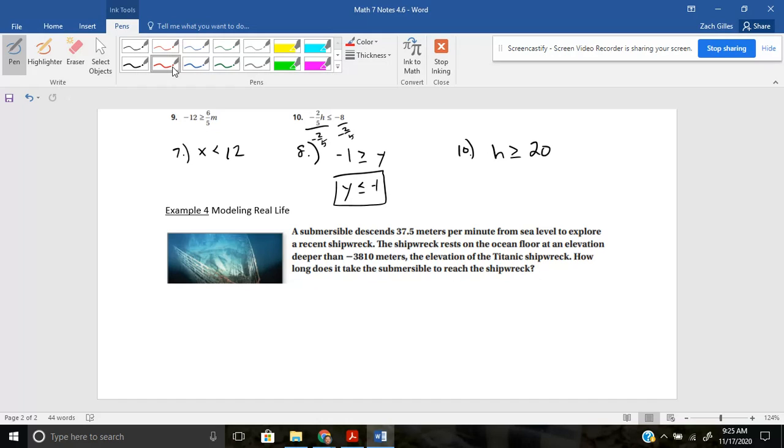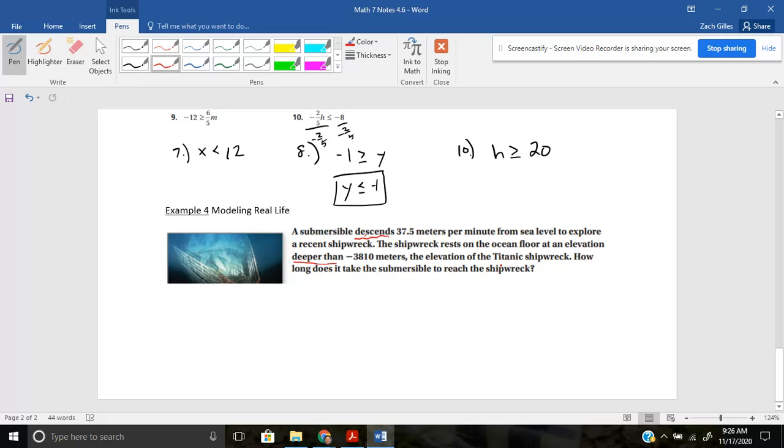Okay, last example says a submersible, so submarine, descends 37.5 meters per minute. Descends, so we're going down, 37.5 meters per minute from sea level to explore a recent shipwreck. The shipwreck rests on the ocean floor at an elevation deeper than, so less than, -3,810 meters. The elevation of the Titanic shipwreck. How long does it take the submersible to reach the shipwreck?